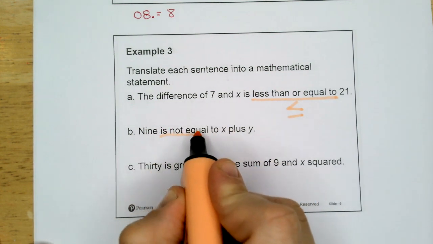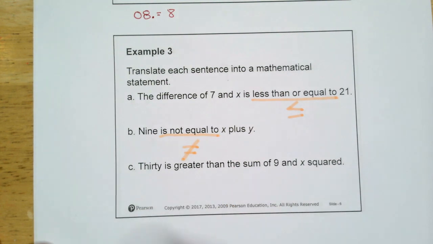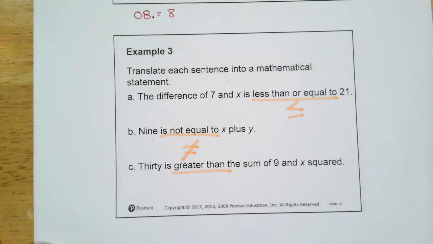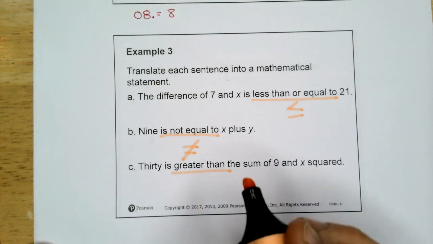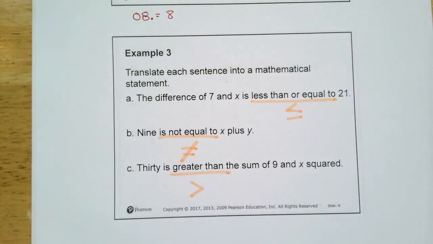9 is not equal to, we just put the equal sign, we put a line through it. 30 is greater than the sum of 9 and x squared, greater than. Good? Okay. Now the rest of the statement.